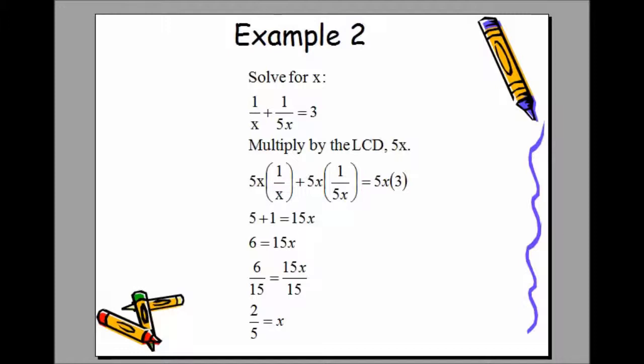5 plus 1 equals 6. We have 6 equals 15x. To isolate the x, divide both sides of the equation by 15. 6 over 15 equals x. Always remember to reduce to lowest terms whenever possible. 6 and 15 are both divisible by 3. Hence, 6 divided by 3 is 2. 15 divided by 3 is 5. The final answer is 2/5 equals x.